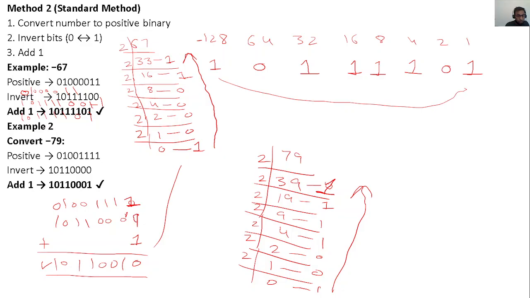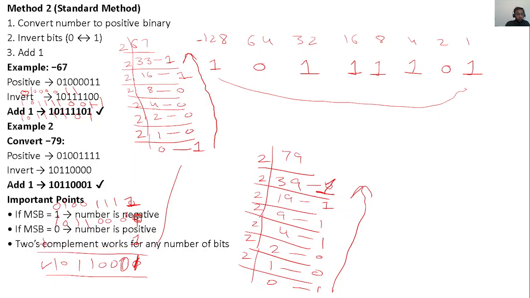Now when we inverted the bits, that became 0 and 1 0 1 1 0 0 1. The 4 zeros plus 1 will become 1 here. There will be no carry bit. So 1 0 1 1 0 0 1, that is our final answer. Okay, so the most significant bit is 1, so it is representing a negative number. 2's complement works for any number of bits. It works for even 4 bits as well.